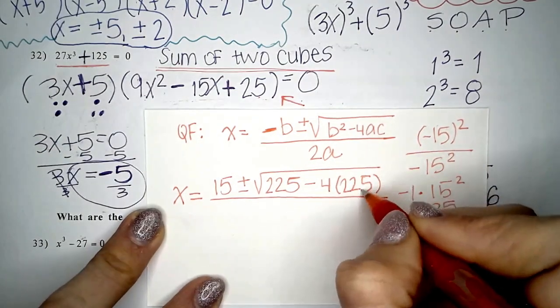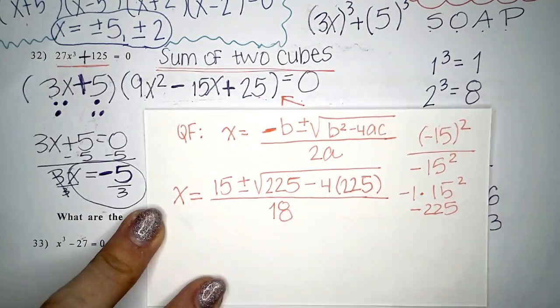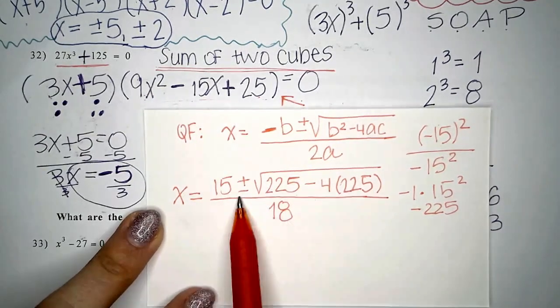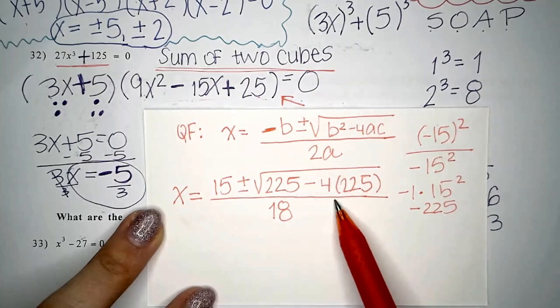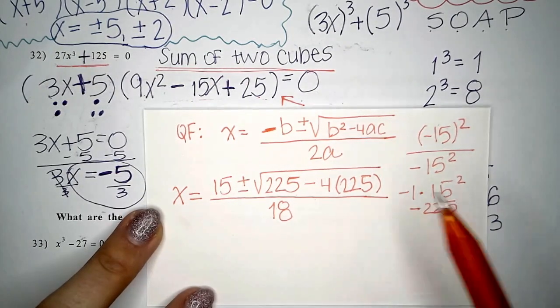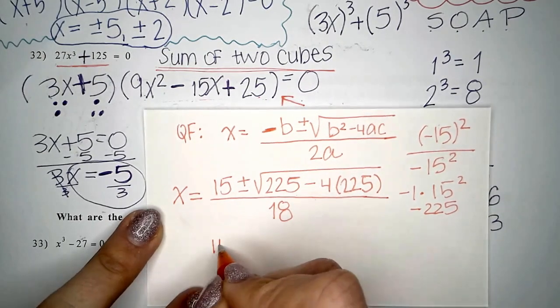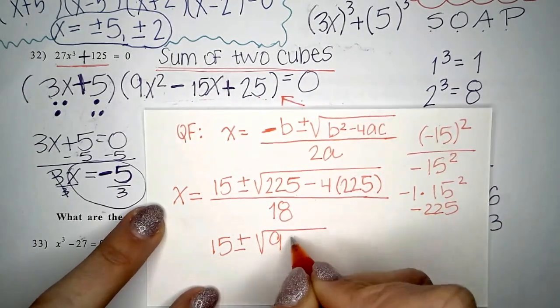Good, 225, all over 2a. 2 times 9 is 18. Now, a lot of the time when we do quadratic formula from here, you're going to get some pretty gross numbers. We'll live. 225 times 4. Well, what's 200 times 4? That's 800, good. 25 times 4 is 100, so 800 and 100 makes 900, right? So I have 15 plus minus the square root of 900, negative.